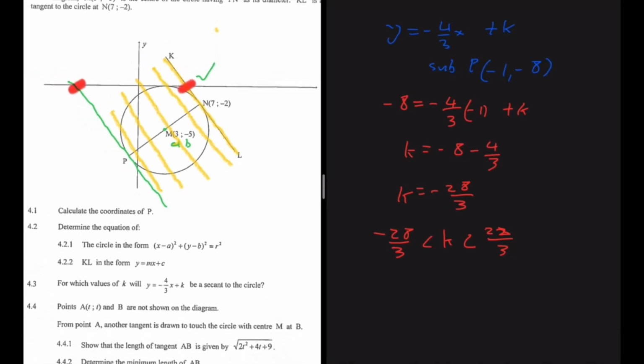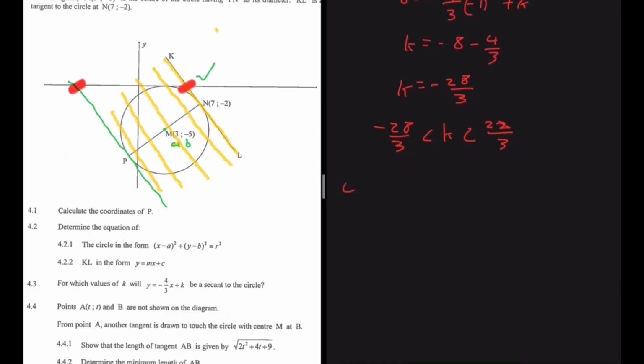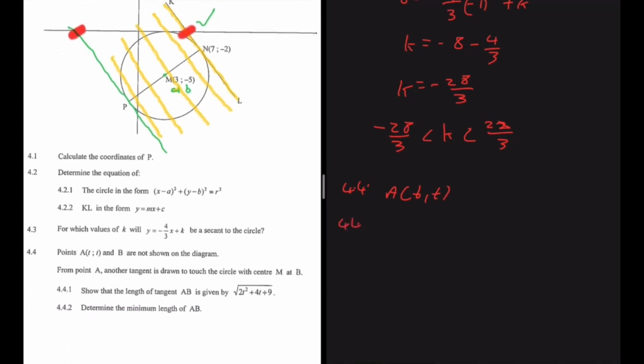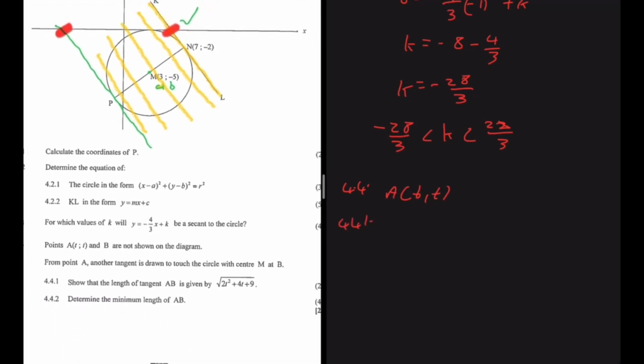Now let's do 4.4. So 4.4 is saying that we have points A of some coordinate T and T, and B that are not shown on the diagram. We are told that from point A another tangent is drawn to touch the circle with center M at B. And 4.4.1 is saying let's show that the length of the tangent AB is equal to the square root of 2T squared plus 4T plus 9. I would like to know how you guys solve this problem.